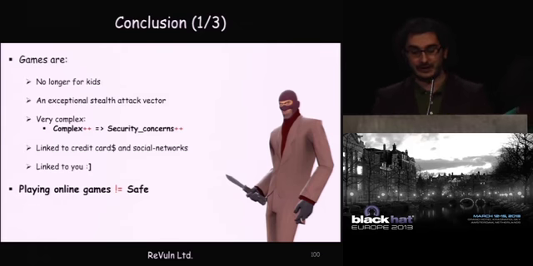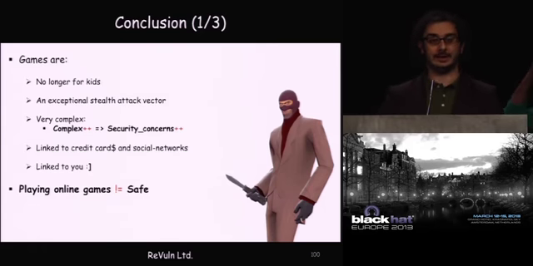So just 3 slides as conclusion. Playing online games is different from being safe. I mean, games are no longer for kids. They are an exceptional stealth attack vector, and they are getting very complex. And usually, the more complex something is, the more, from the security point of view, it introduces new issues. And if you think that new games are usually linked to credit cards and social networks, they are really interesting attack vectors.